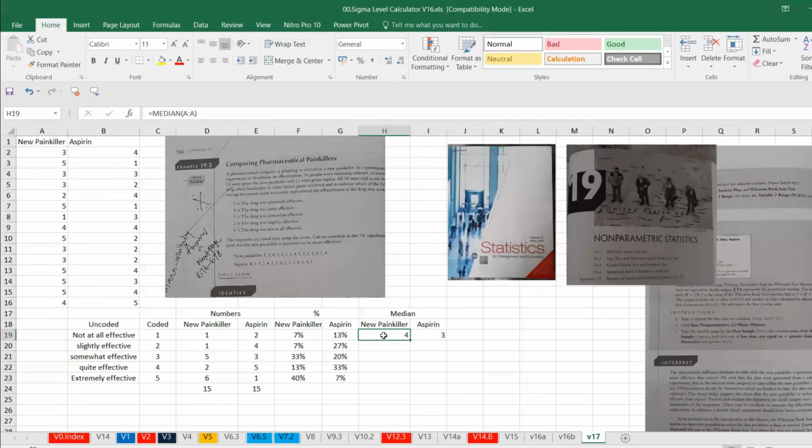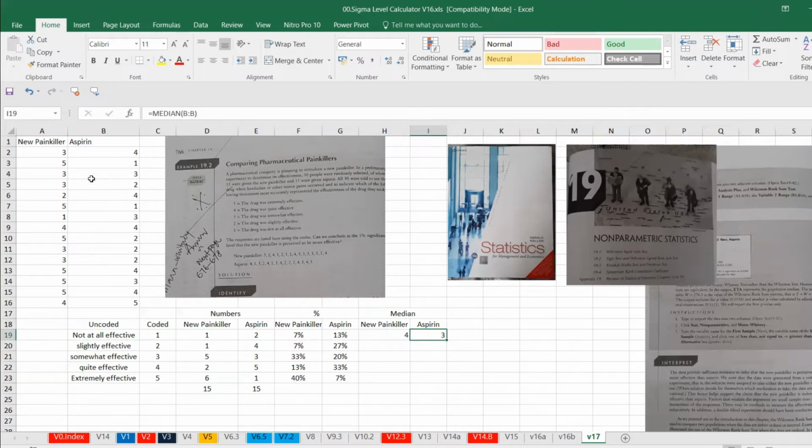Now, whenever we talk about a non-parametric test, we always need to take a look at the median. The median is 4 for the new painkiller. That means the mid value is 4, which is extremely good, and for aspirin it is 3, which means somewhat effective.